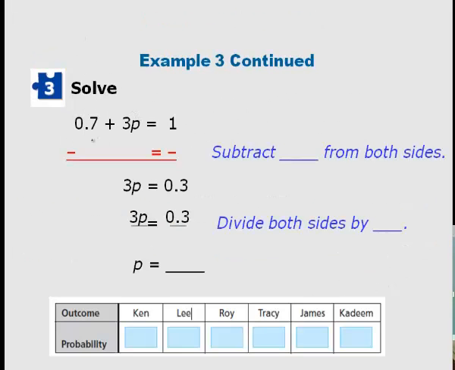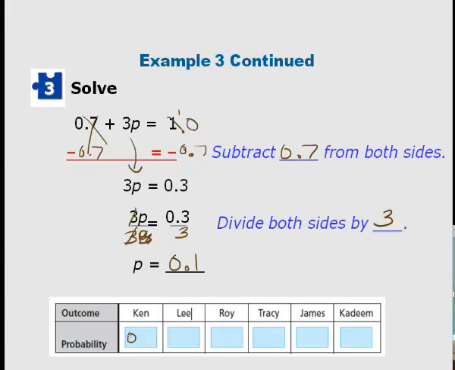We're going to subtract 7/10 from both sides. These cancel, leaving us 3P. 1 minus 7/10, that's 3/10. I'm going to add a 0 here, and then I borrowed. So I have 3P equals 3/10. I need to isolate the P, so I'm going to divide both sides by 3. Can't believe I just did that. That's a 3. Divide this side by 3. So the probability P is 1/10.